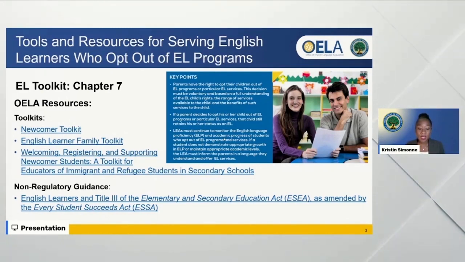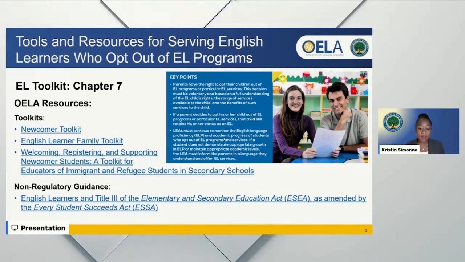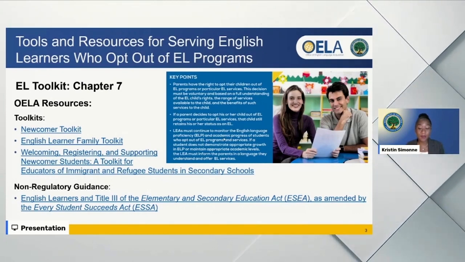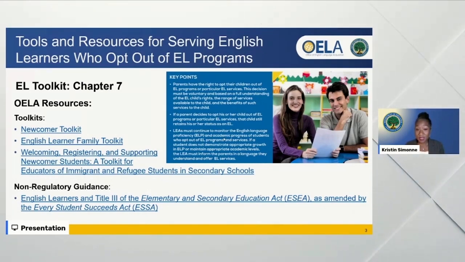State and local educational agencies that receive Title I or Title III funds should be familiar with the requirements of Title I and Title III and ensure parental notification letters include all statutorily required elements. These resources on this slide and more can be accessed through the NCELA website and through the links on the slide. Next slide, please.